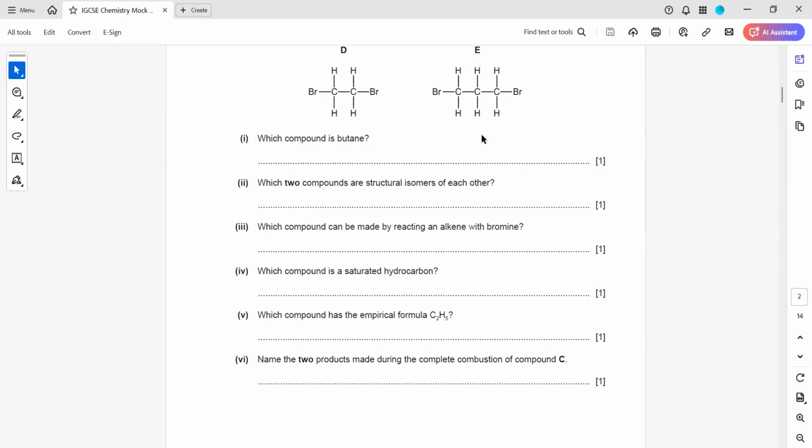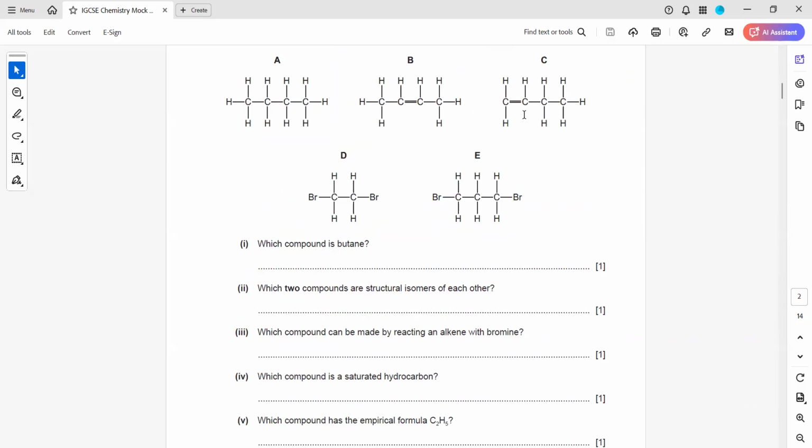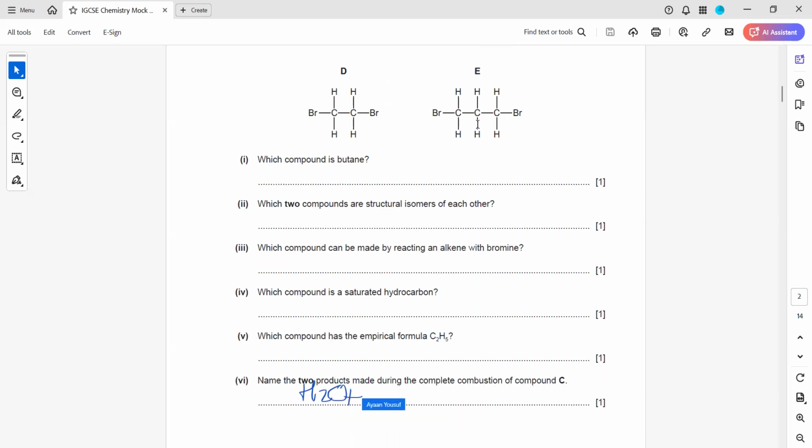Then we have: name two products made during complete combustion. Whenever you burn a hydrocarbon, the combustion of a hydrocarbon will always produce water and carbon dioxide. In the exam, read the question properly. As I mentioned, name, so you should name them. No need to write the formula. So you should mention water and carbon dioxide.